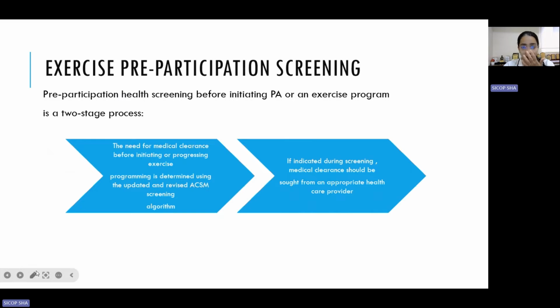So, exercise pre-participation screening. Whenever a person wants to enroll into exercise, wants to start with exercise, there is a definitive algorithm which the ACSM has given with respect to screening. Let's see what that is in the next upcoming video. And if required, with respect to that algorithm, we need to seek medical clearance from the appropriate healthcare provider with respect to the disease.